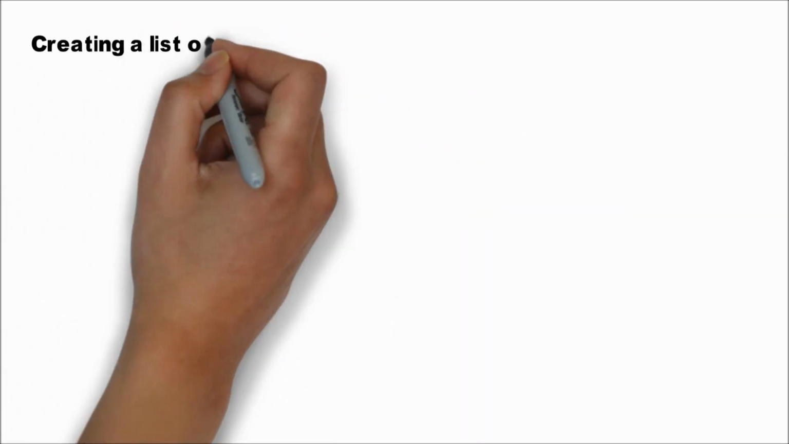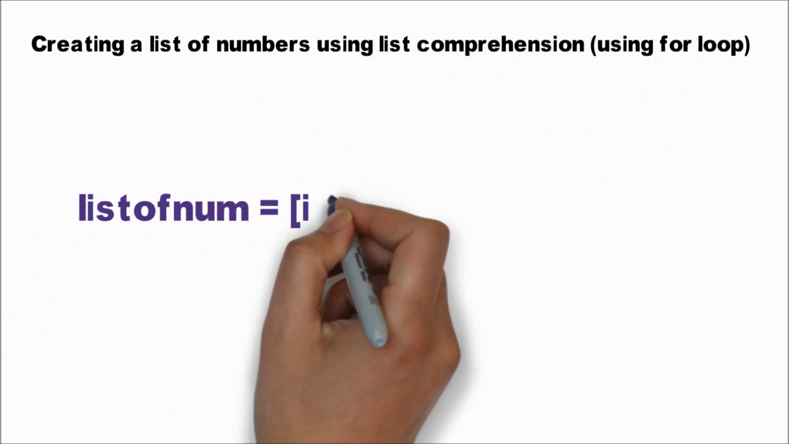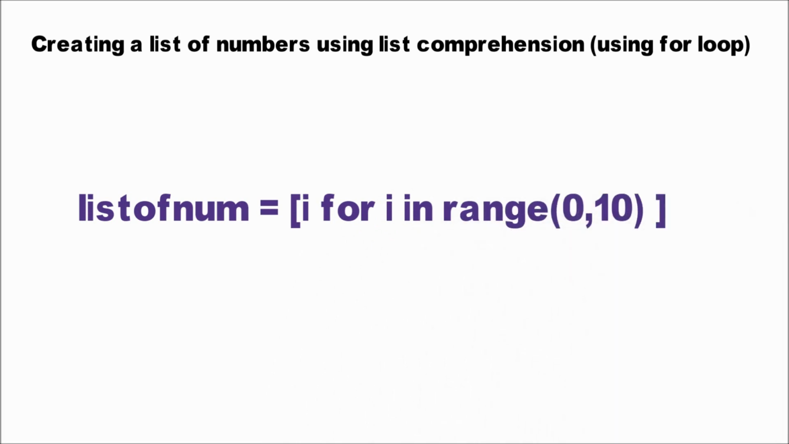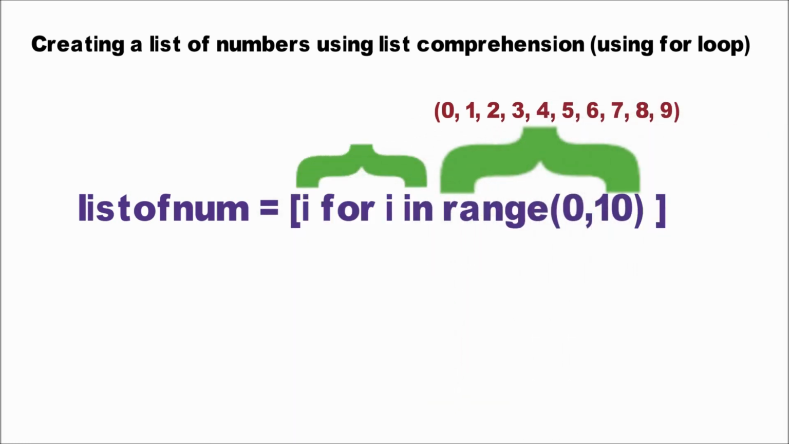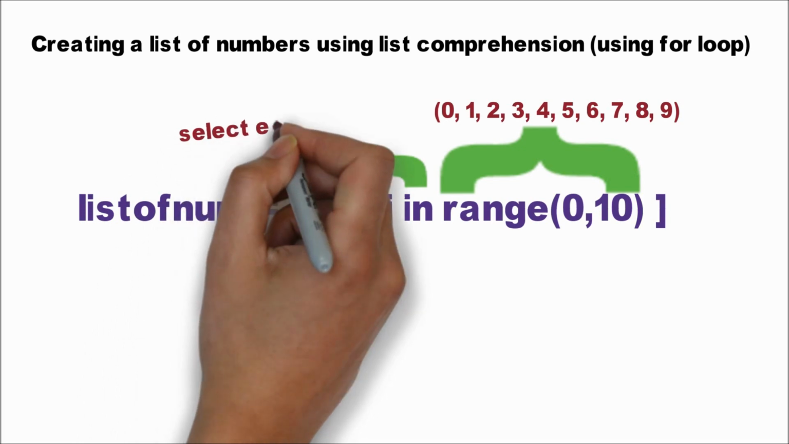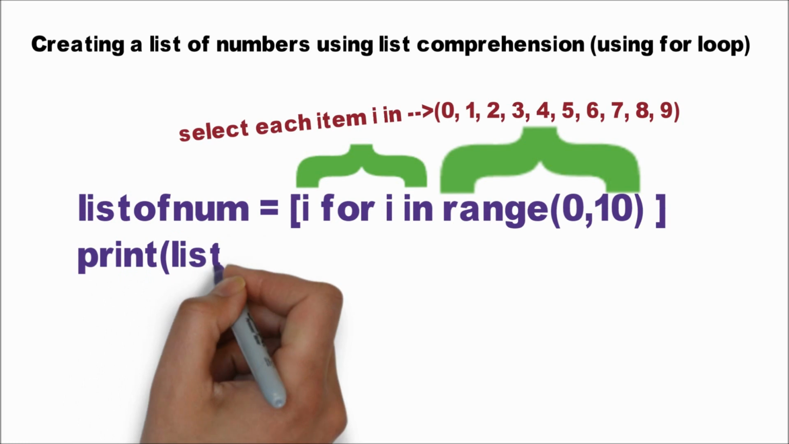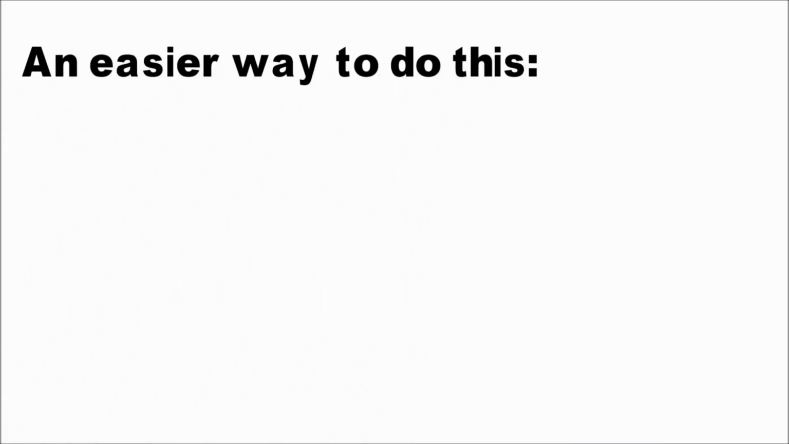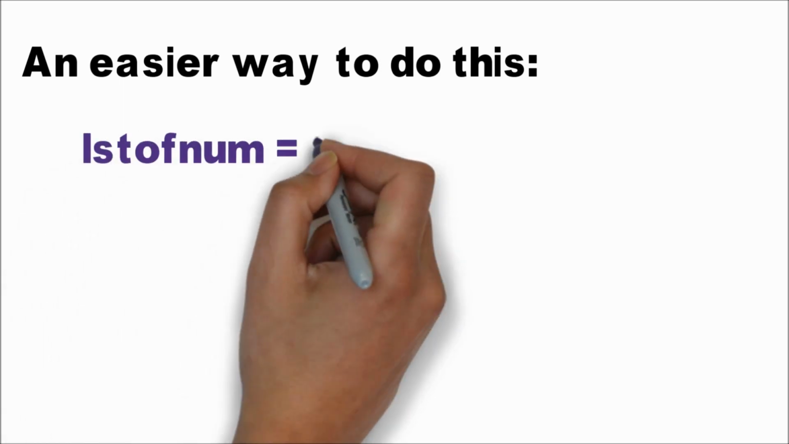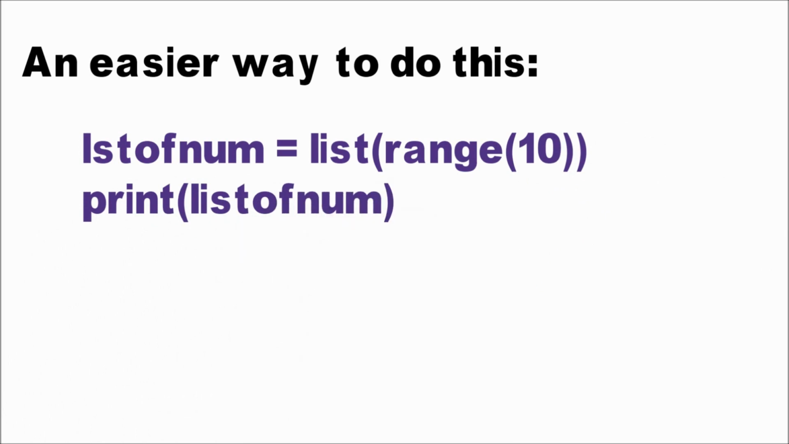Now let's create a list of numbers using list comprehension or using the for loop. List of num equal to i for i in range 0, 10. Here range 0, 10 gives numbers from 0 to 10. The statement i for i in basically tells to select each item i in the range 0, 10. There is an easier way to do this. List of num equal to list of range of 10. Basically we are converting the range values to list.